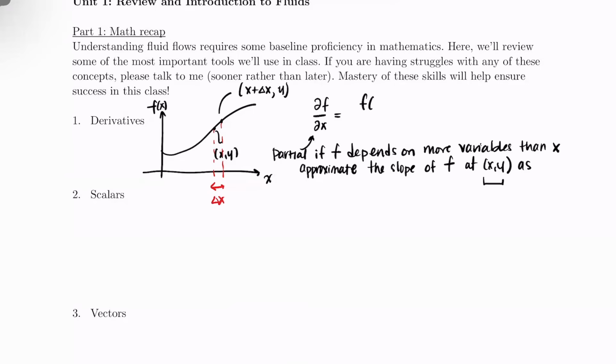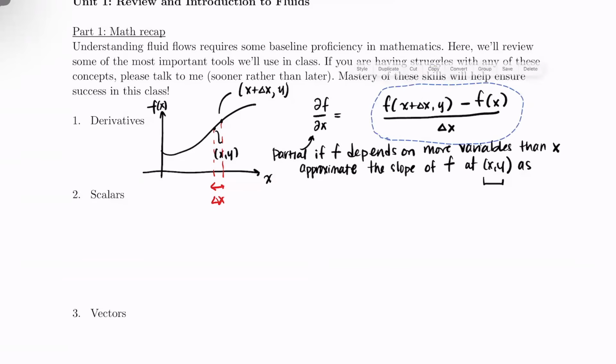So we have our value of our function f at the location x plus delta x and y minus the value of our function f at x. And we're going to divide this by the distance delta x. All right, and so if we want to find our derivative, we're going to take this slope to the limit where delta x goes to 0. Okay?